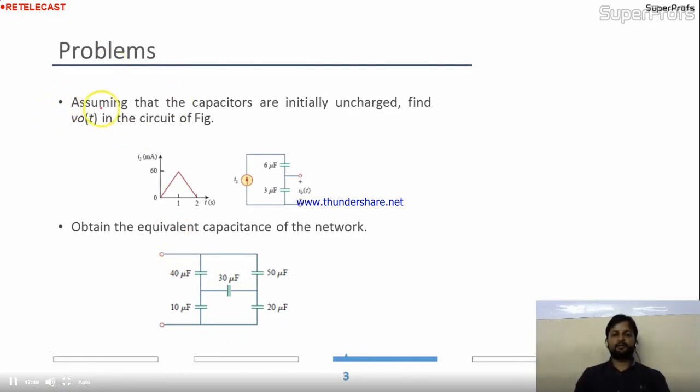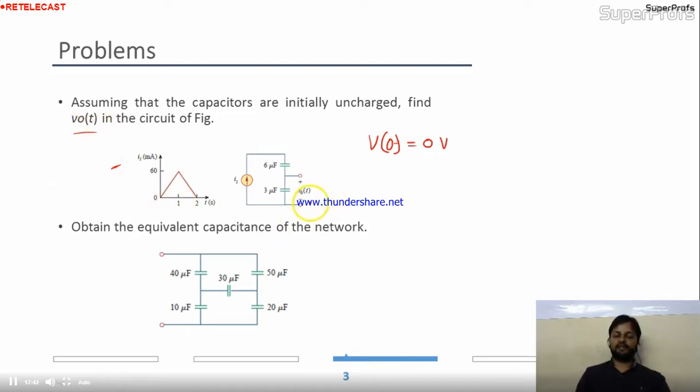Now come to this question. The problem is, assume that the capacitors are initially uncharged. These two capacitors are initially uncharged. Means V0 minus, you are having 0 volt. V0 minus is given initially. Initially means before t equal to 0, they are discharged. Okay. Now at t equal to 0, we are applying something like this. We are applying the current over here. Now he is asking, what is V naught of t?